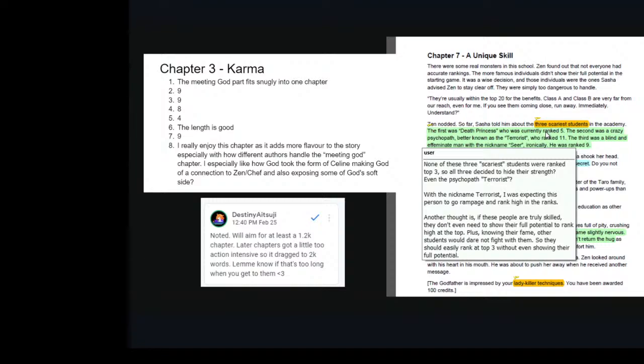Yeah, so they have opinions, like with the nickname terrorist, I was expecting this person to go on a rampage and rise high in the ranks, but it's not like that. And then they were wondering why it wasn't. So in this case, I explained in the private messages. I didn't really put it up there for a reason.